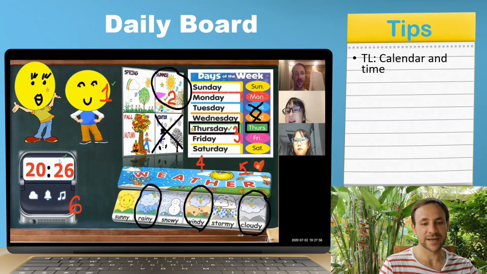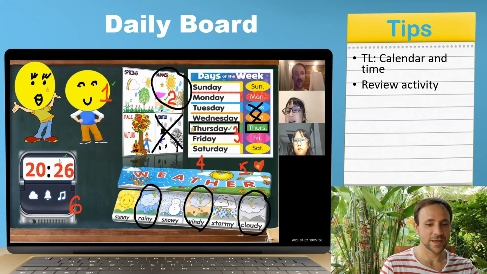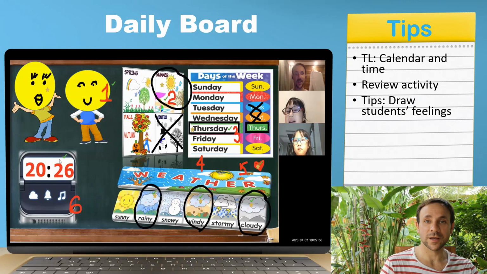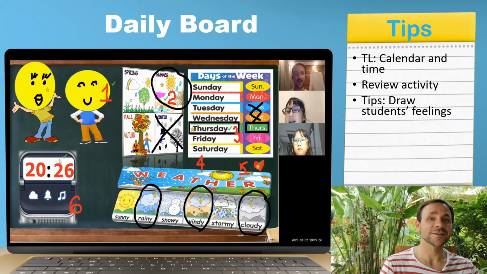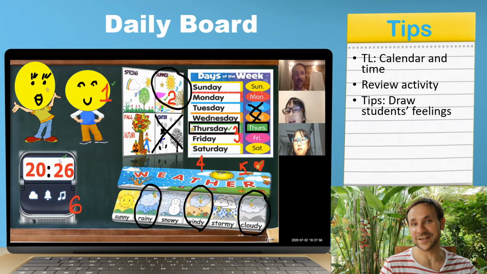The target language is calendar and telling time. This is a perfect review activity, and you will be surprised how many intermediate students are still struggling with, let's say, telling time or saying the date of the day fluently. So this activity will also be useful for them. You can discuss the weather and have a small talk. Oh, how's the weather? Do you like it? Is this your favorite kind of weather?